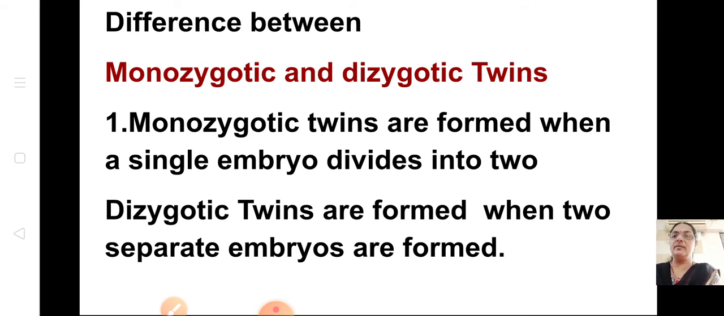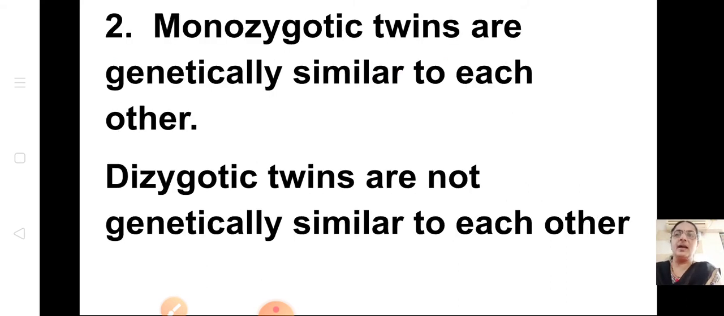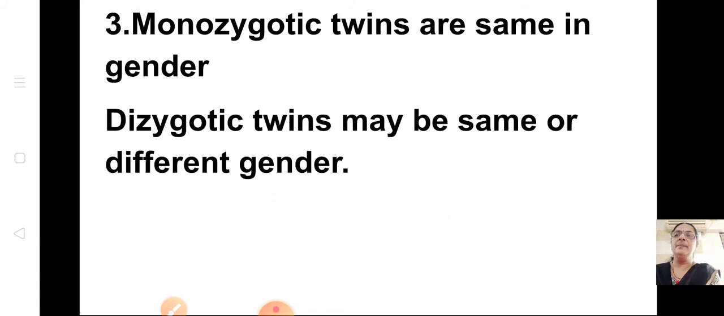One point I have written as: monozygotic twins are formed when a single embryo divides into 2, and dizygotic twins are formed when two separate embryos are formed. There is no division of the embryo. Two separate embryos are formed. This is 1 point. Monozygotic twins are genetically similar to each other. Dizygotic twins are not genetically similar to each other. This is another point. And monozygotic twins are the same in gender, that means either two boys or two girls. Dizygotic twins may be the same or different gender. That is another difference.